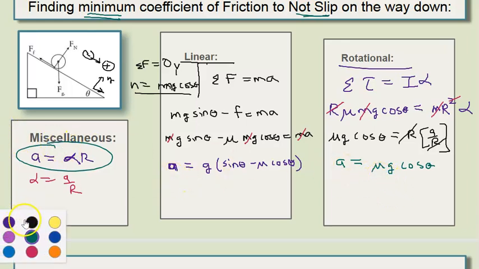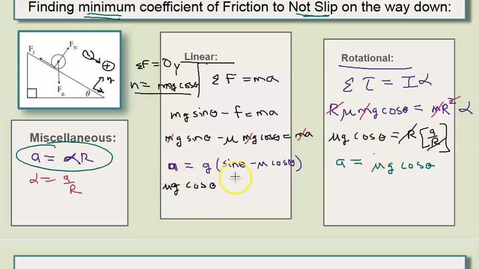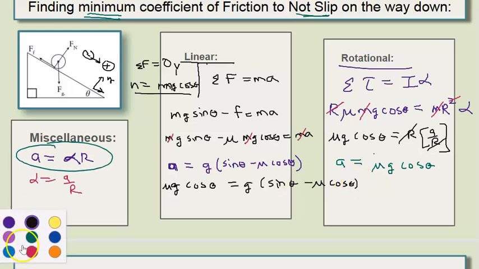Okay, so I know that that's tricky to think about if you haven't done it over and over and over again. Okay, so I'm plugging this in for A. So mu g cos theta equals g sine theta minus mu cos theta. So awesome, we have even more canceling. G cancels. Doesn't matter what planet you do this on, you need the same coefficient of friction.